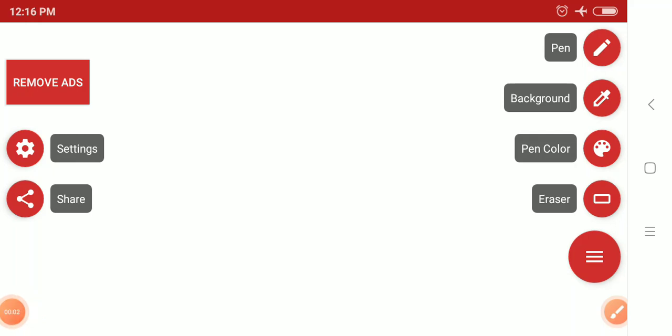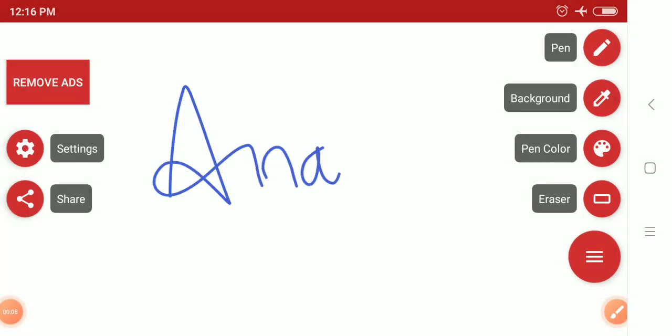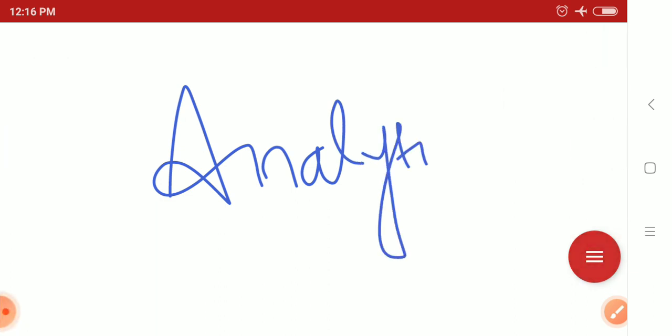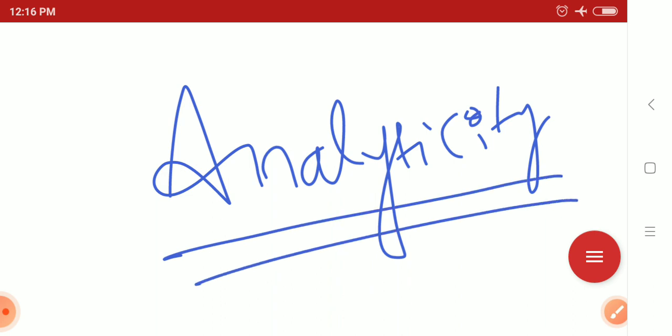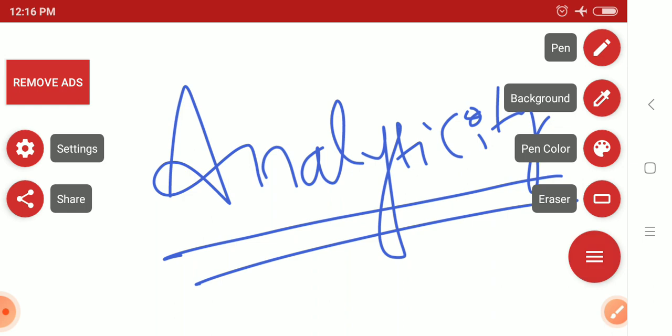Friends, today we are going to discuss the analytic function, or analyticity in the case of a complex variable. What do you mean by analytic function or analyticity in the case of a complex variable? Let's discuss.